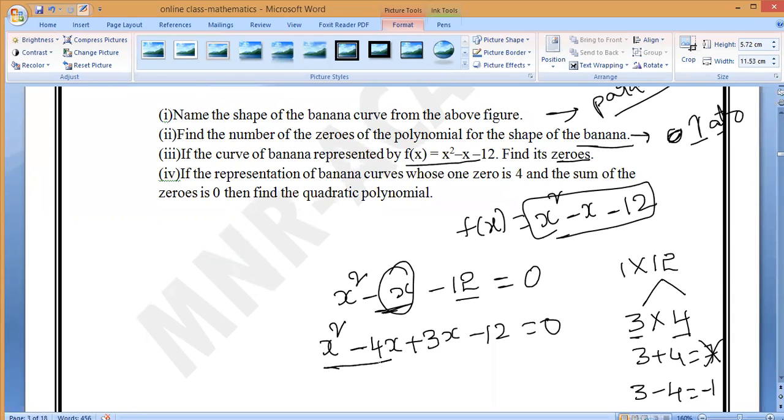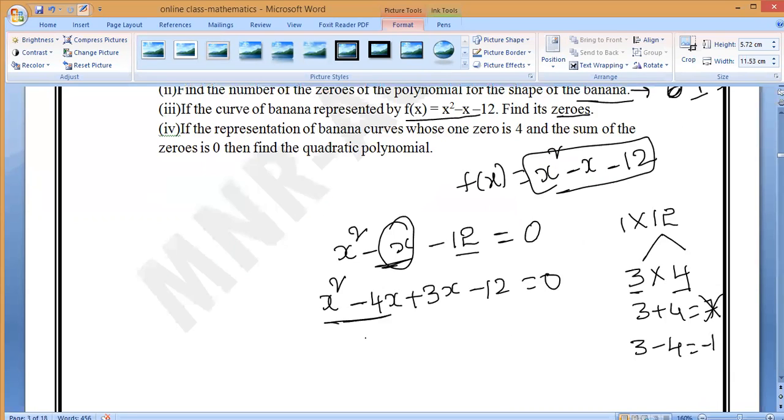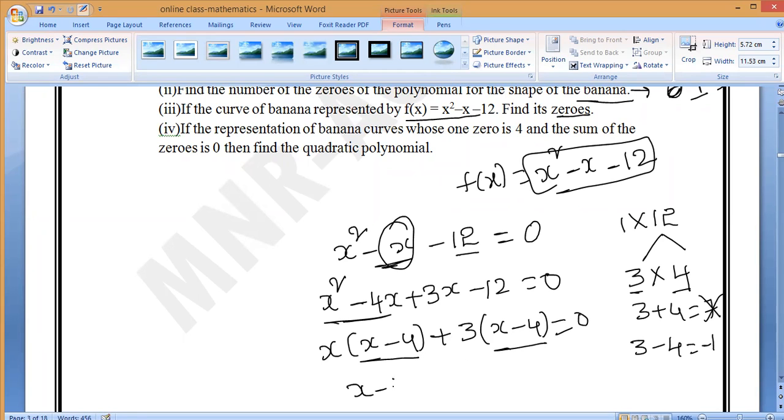First two terms: what is common? x is common, x of x minus 4. Plus, in the next two terms, 3 is common: 3 into x minus 4. So x minus 4 in a bracket times x plus 3 is equal to 0. The first term is x minus 4, the second term is x plus 3, equal to 0.